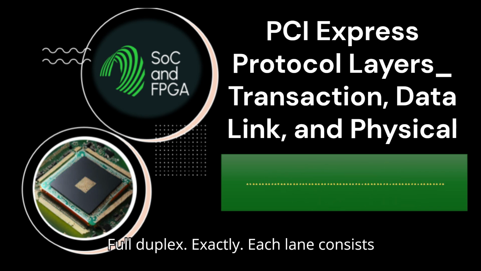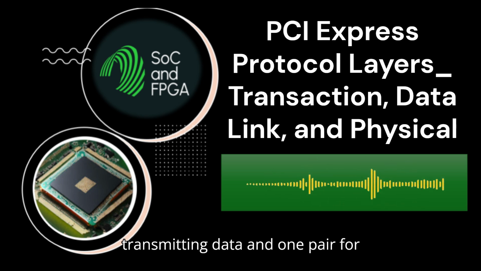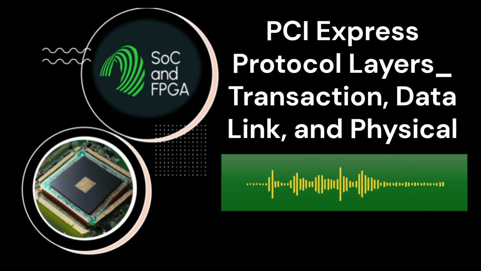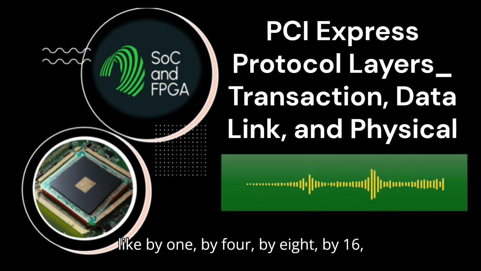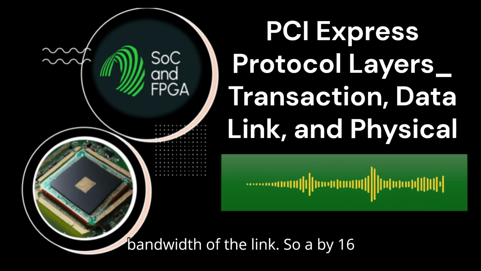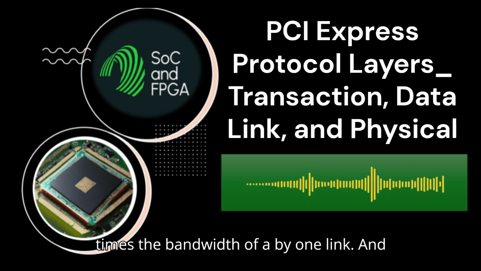Full duplex. Exactly. Each lane consists of 2 pairs of wires, one pair for transmitting data and one pair for receiving data. And these lanes can be grouped together to form wider links, like x1, x4, x8, x16, and so on. And the wider the link, the more data it can carry. Exactly. The number of lanes directly determines the bandwidth of the link. So an x16 link with 16 lanes has 16 times the bandwidth of an x1 link.